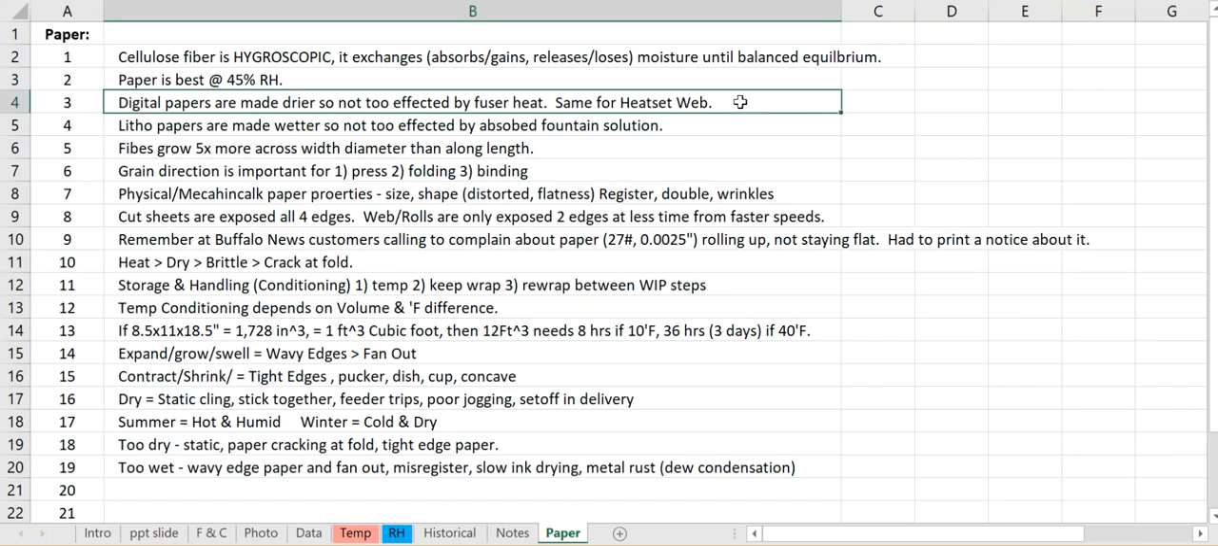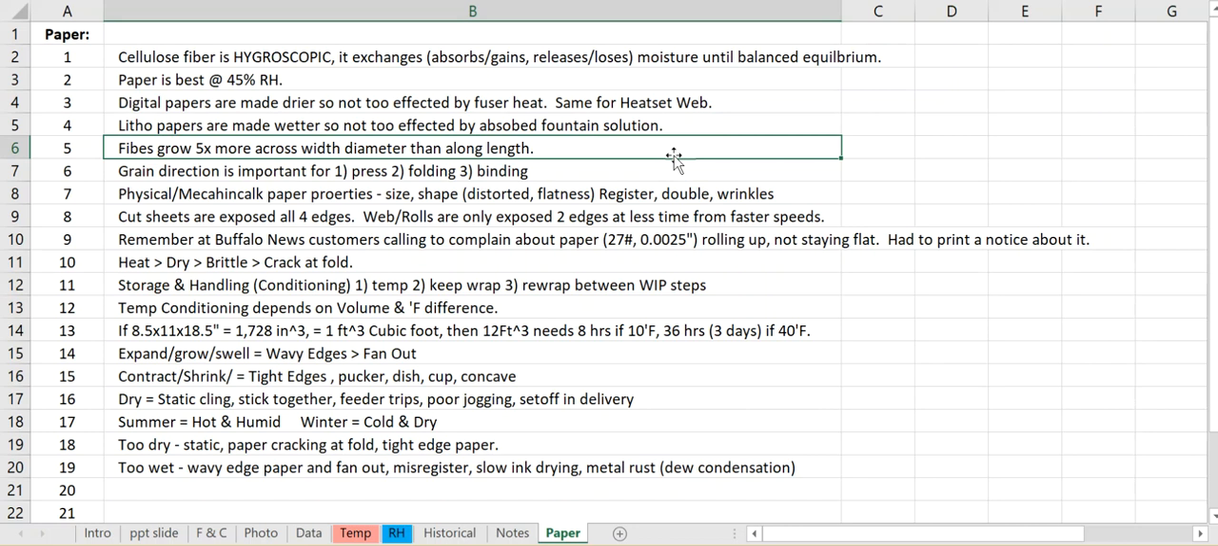With digital papers, the toner is going to be fused or melted onto the paper, so it's going to go through a heater or a dryer or an oven. So if the paper is too wet and we dry the moisture out, it's going to curl quite a bit. So we want the paper to be on the dry side for digital.